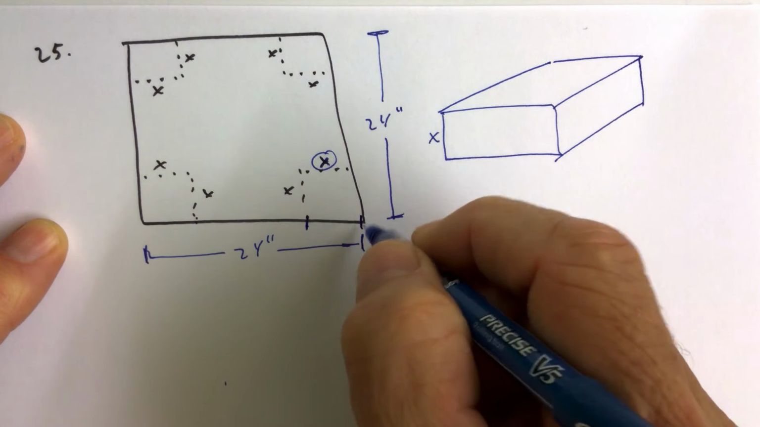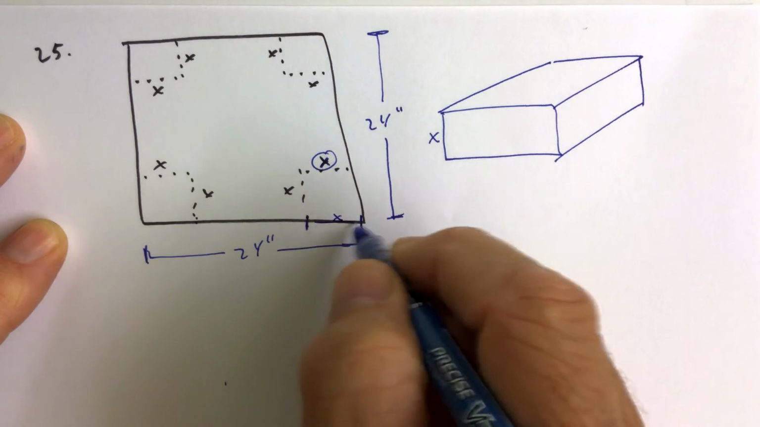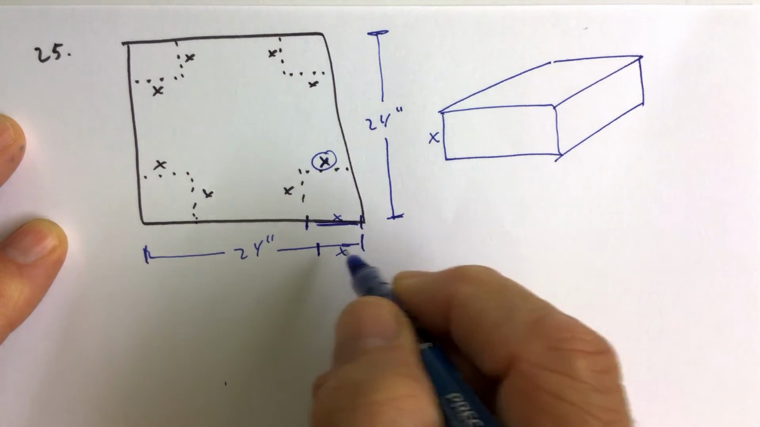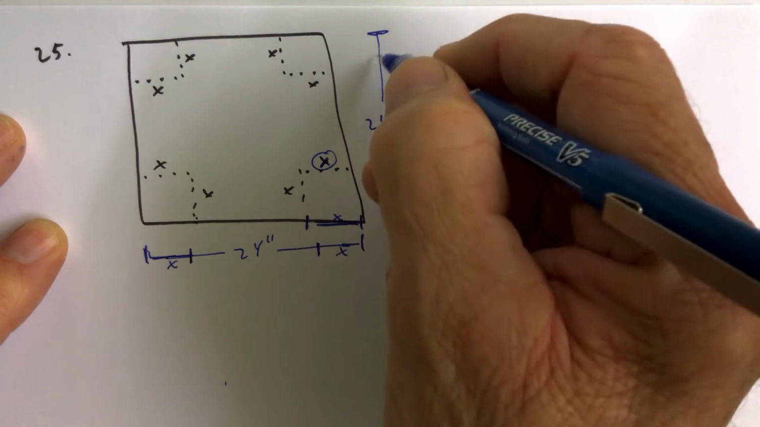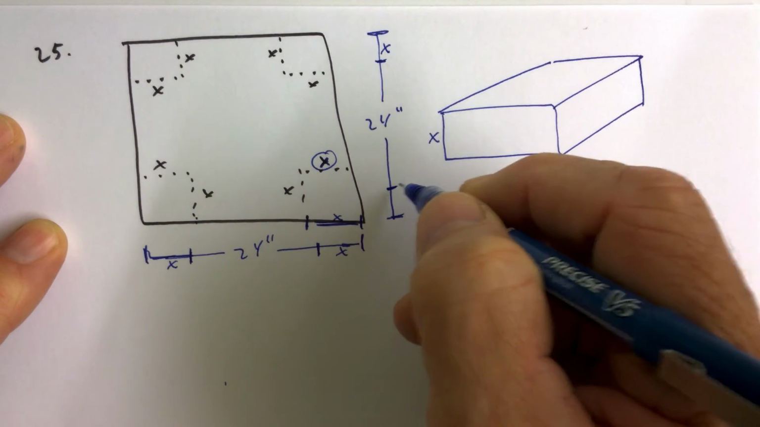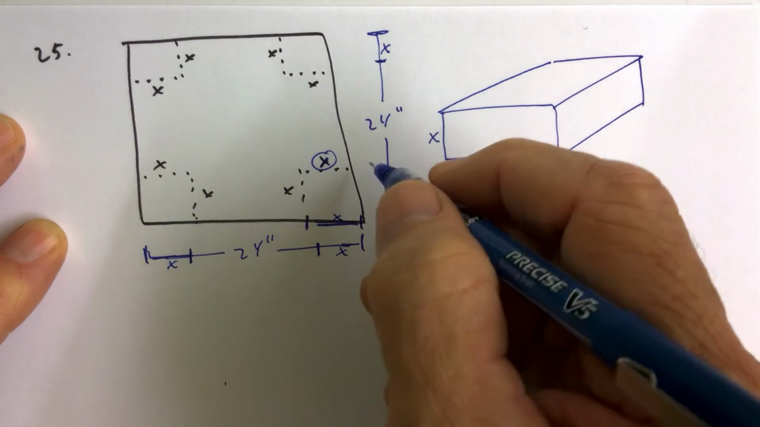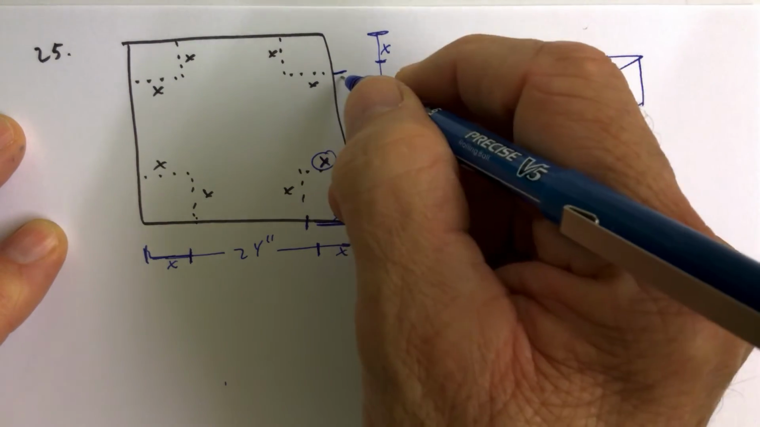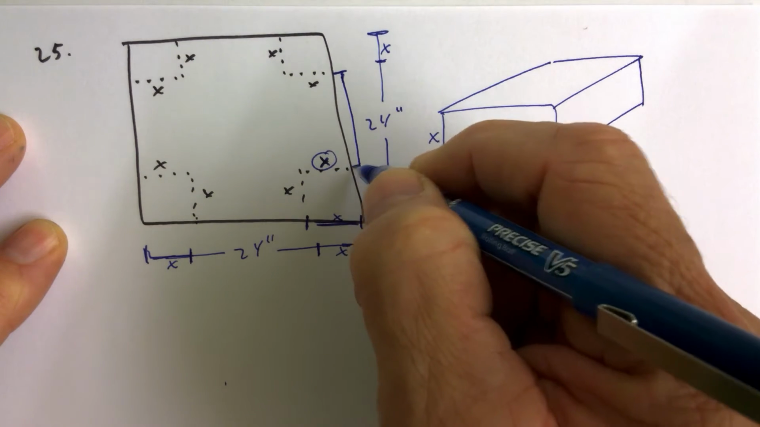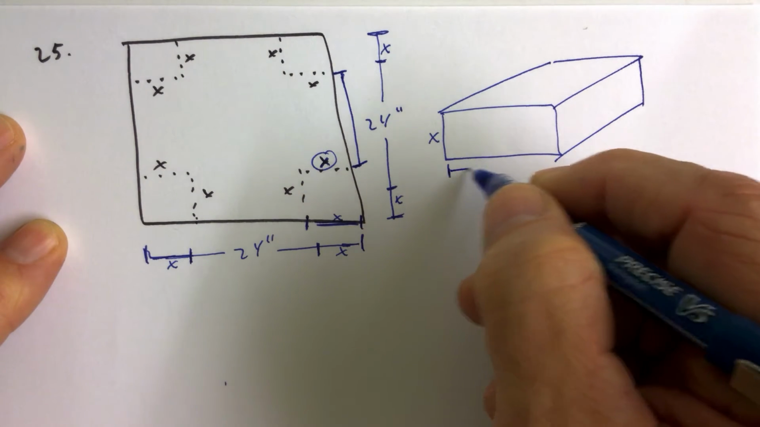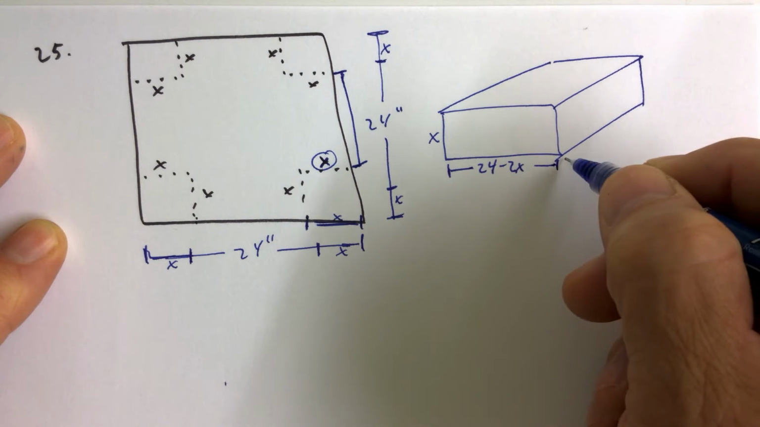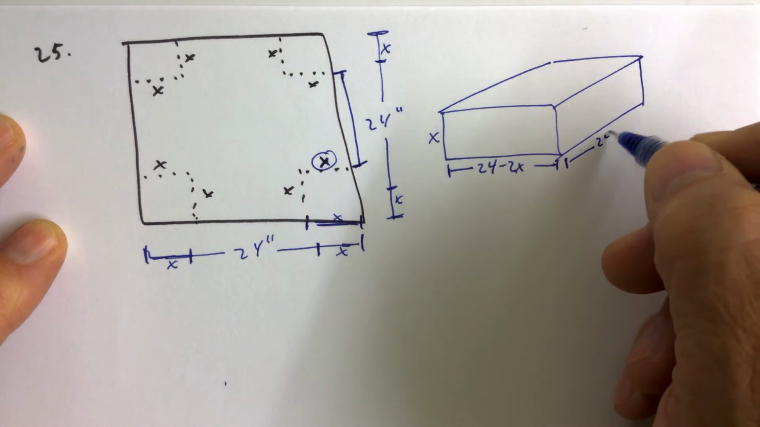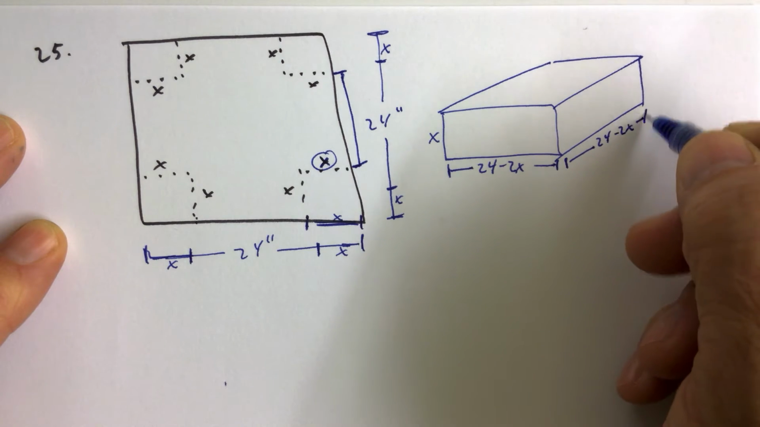And again, if we take an x away from one end of this 24, and we take an x away from the other end of this 24, and we do that for each side, right? Then what we have left in between here and here, that's the same as this guy right here. That's 24 minus the 2x, right? So we do that for each one. We have 24 minus 2x, right?